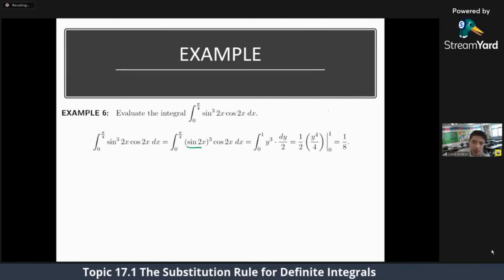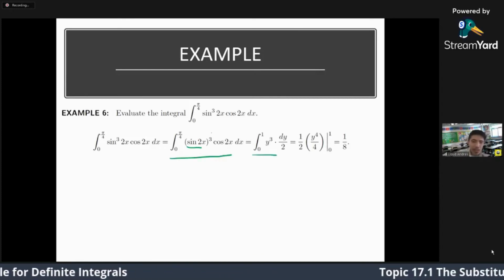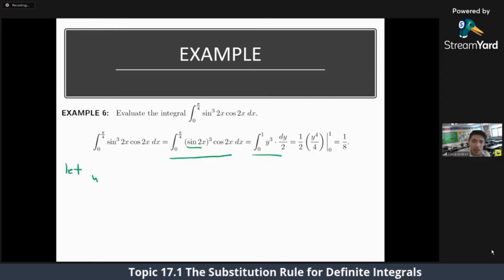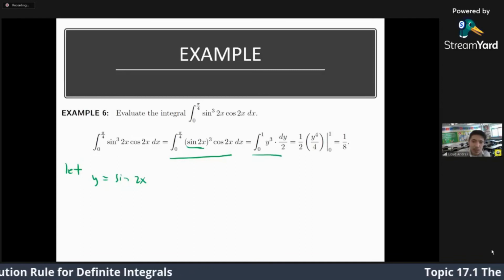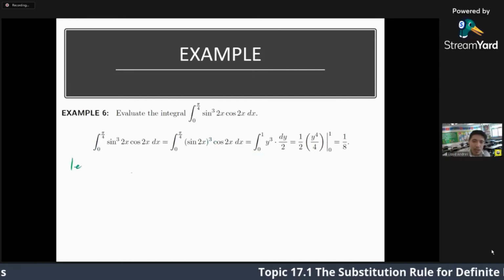So, the purpose of what we did is because of what we let earlier. From here, before this, we went through substitution. We let y be equivalent to sine 2x. So again, we let y be equals to sine 2x.